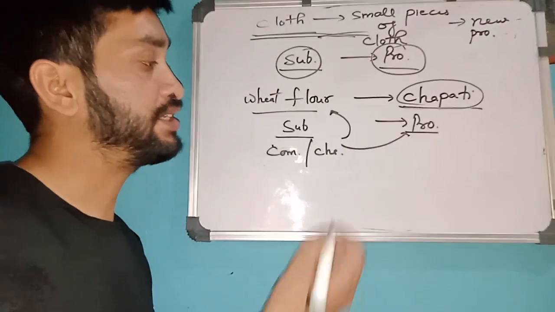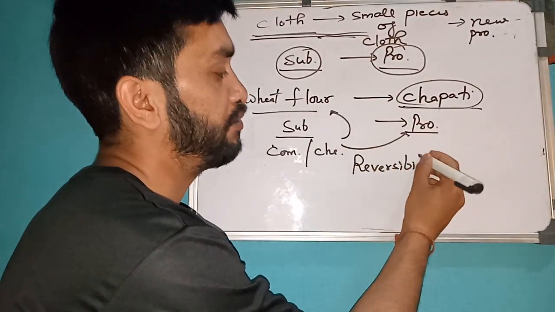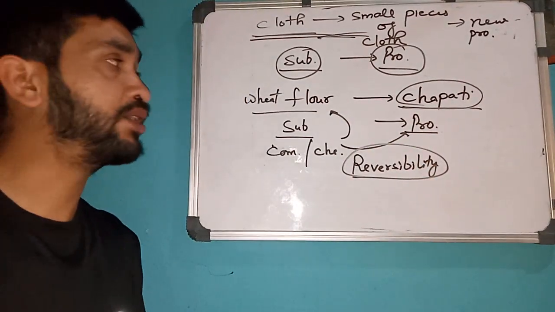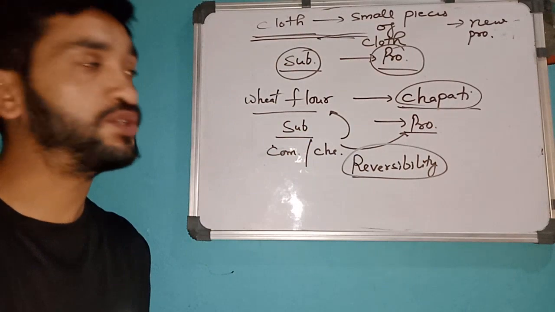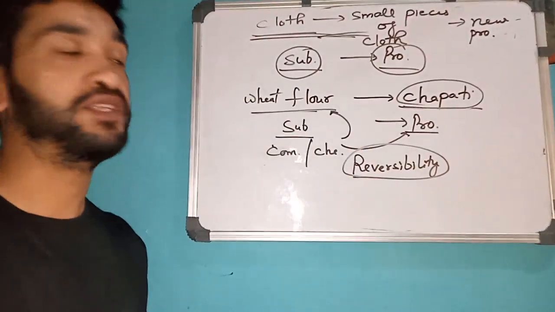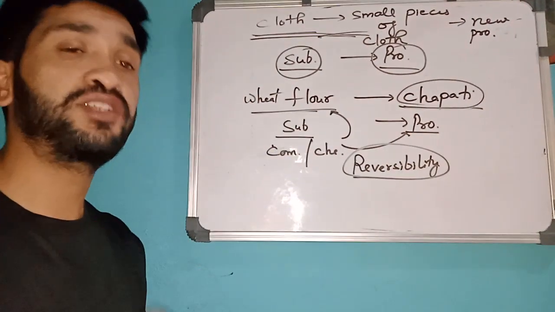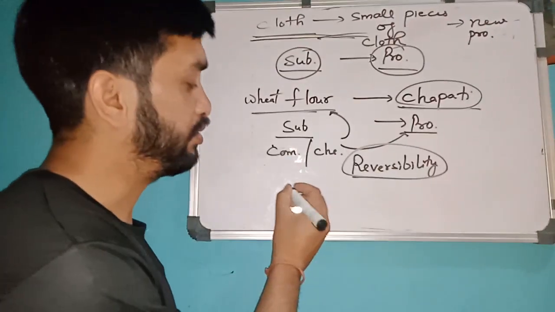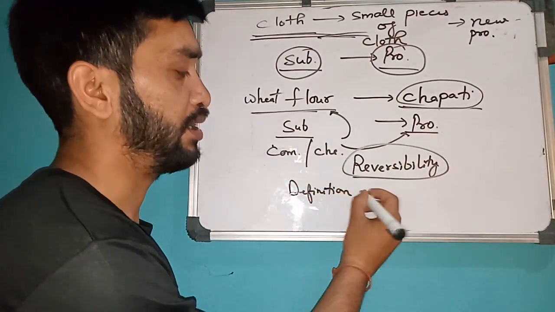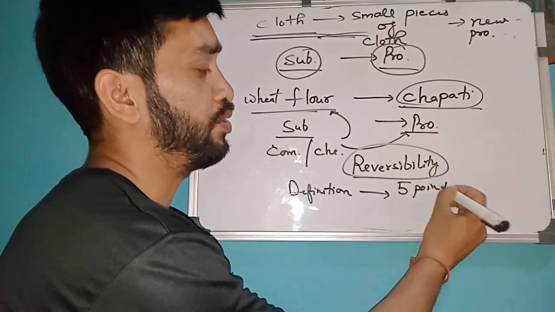Another way to check is reversibility. Here also you can use reversibility. Is it reversible? Just think, can you convert chapati back to wheat flour? No, the answer is no, you cannot convert. Since you cannot convert, it means that this is a chemical change. So what you have to do in this chapter, first of all, is remember the definition of physical and chemical changes. Definition means those 5 points, at least 5 points you should know.